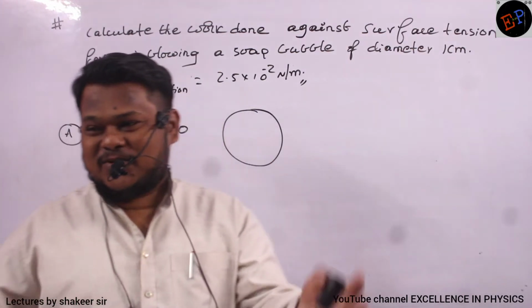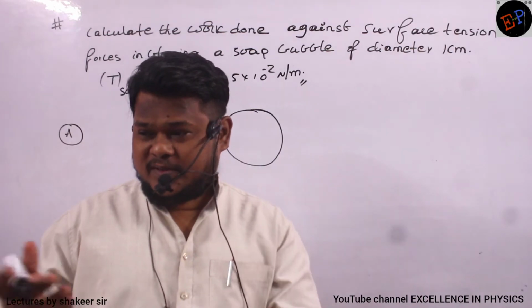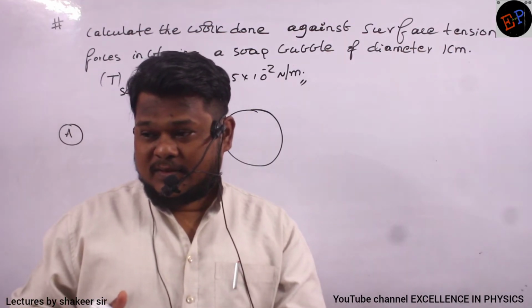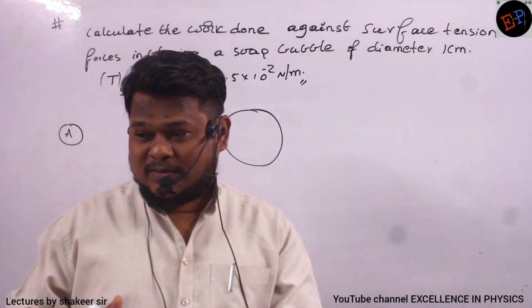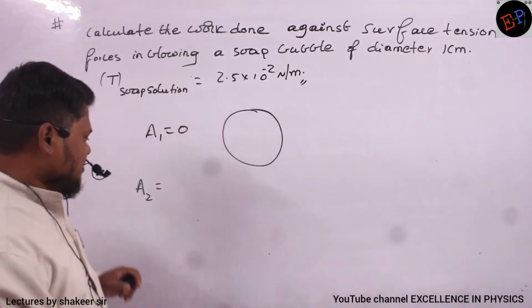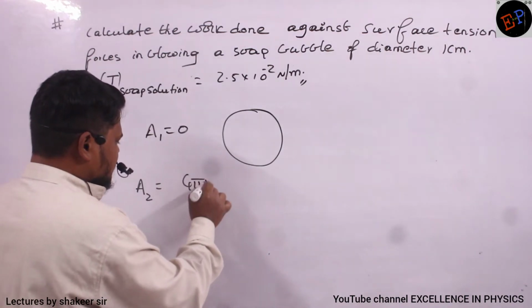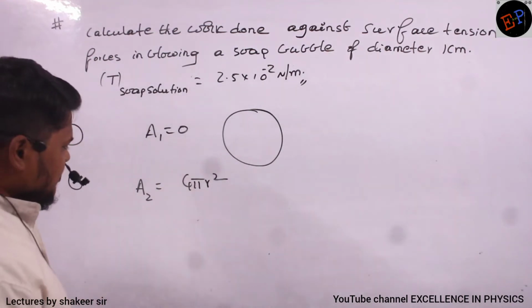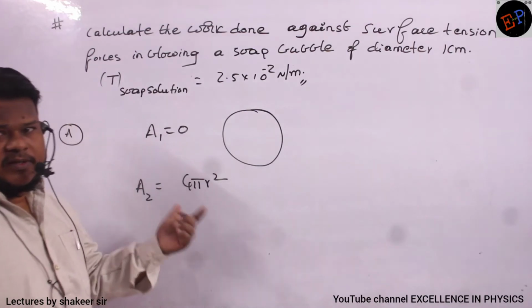I am asking, soap bubble is a sphere, no? Surface area of a sphere formula. Surface area of a sphere is 4 pi r square. This is the formula. Volume is 4 by 3 pi r cube. Surface area is 4 pi r square.